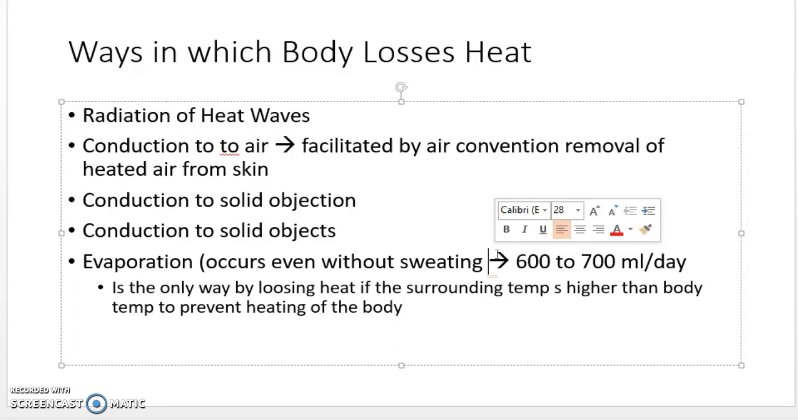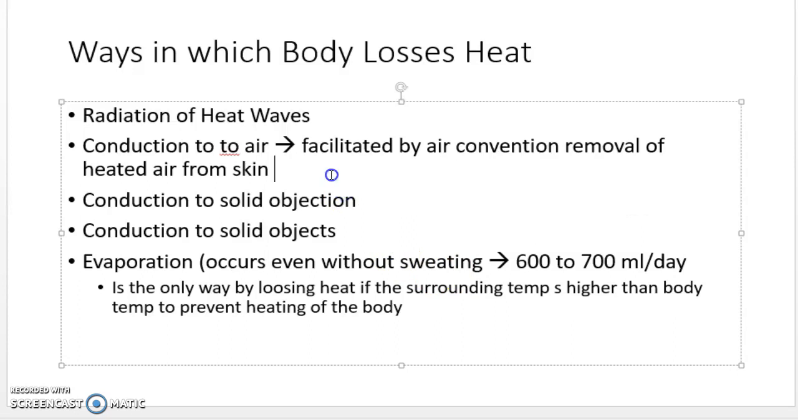So conduction to convection. Convection, or removal of heat from the skin, is facilitated, so helped, with air. I want to talk about conduction to solid objects. Conduction to water is going to be much higher than that to the air. With solid objects, you're going to be touching maybe a doorknob. That's going to be conduction of heat. Maybe you touch ice, so that'll be conduction there.